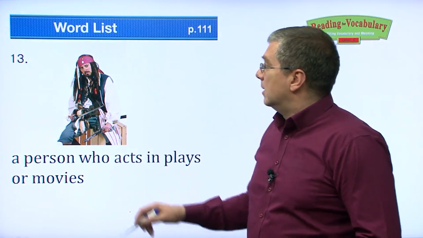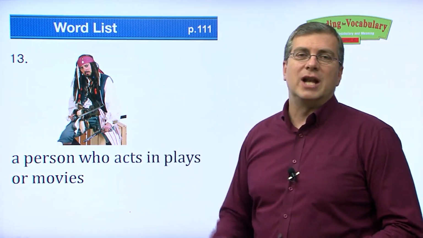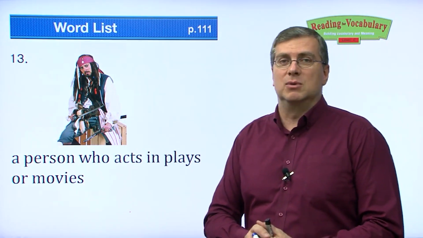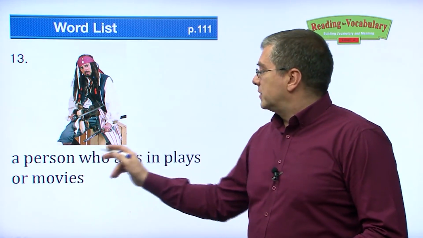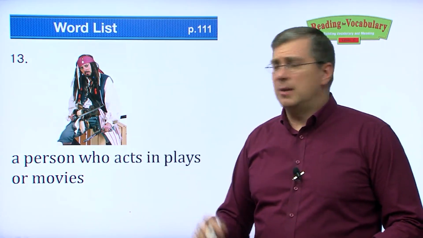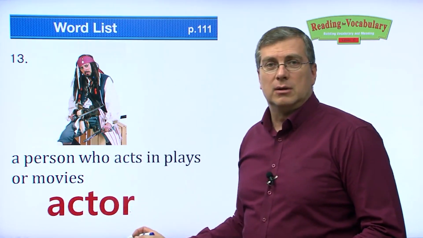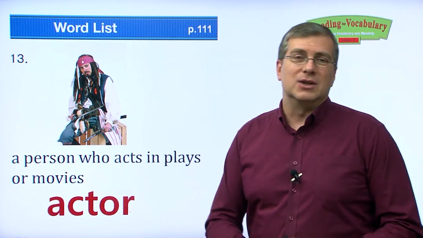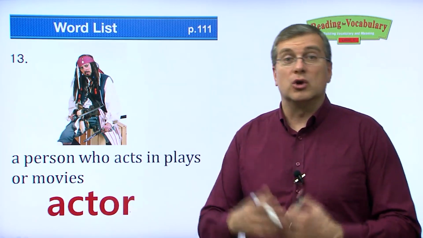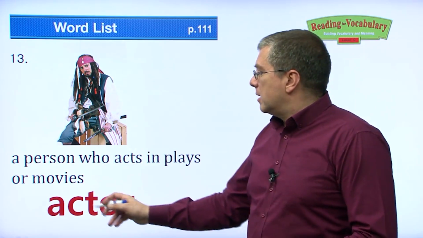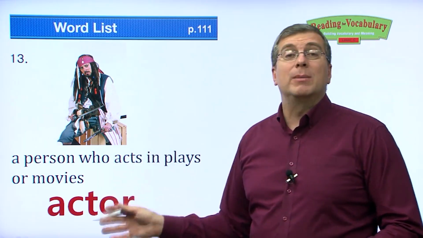Okay. Oh, you know him. That's Johnny Depp, right? He was the main character in the Pirates of the Caribbean movies. A person who acts in plays or movies. What is Johnny Depp? Johnny Depp is an actor. Okay? There are many famous actors that you can probably name right away, like Johnny Depp, Brad Pitt, George Clooney. These are famous actors. Sometimes, however, people will use actor for women too.